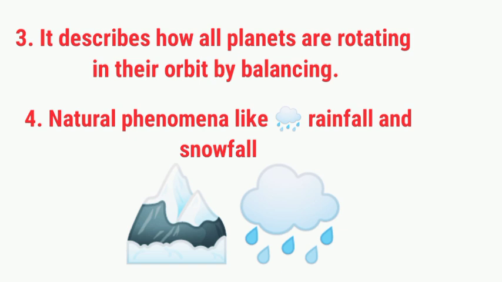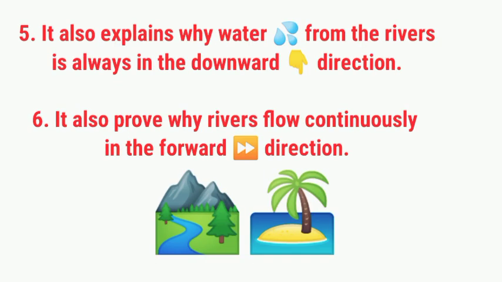According to this law, all the bodies in the universe are influenced by the gravitational force of other bodies. Due to this, they operate in their orbit. This law is also important for demonstrating various natural phenomena like rainfall and snowfall. It also explains why water from the rivers is always in the downward direction. Along with this, it also proves why rivers flow continuously in the forward direction.